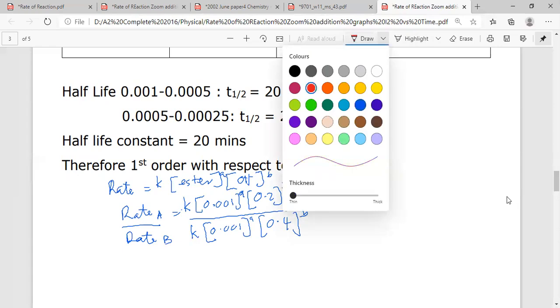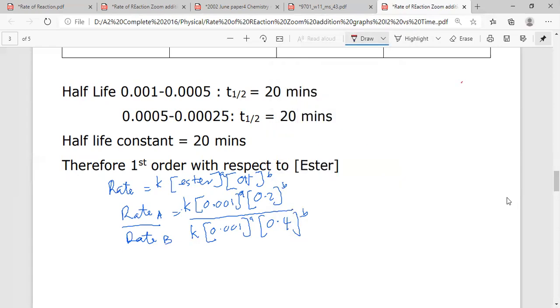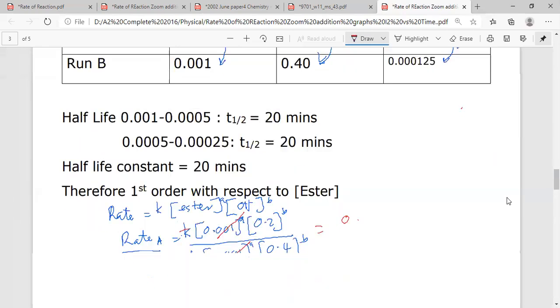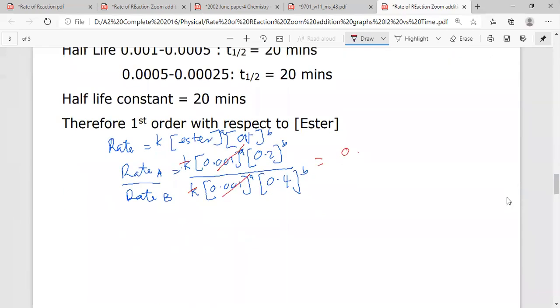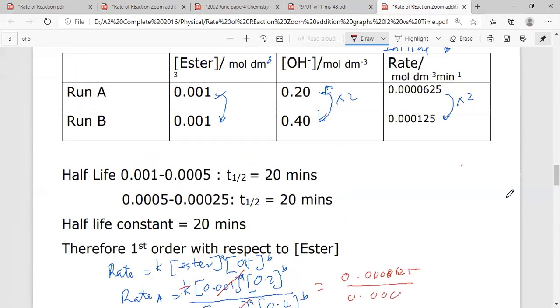Red. Okay, so I can cancel k, same. I can cancel these two, even though I don't know the order, I can still cancel it because it's the same. So I get rate A, which equals 0.0000625, over 0.000125.